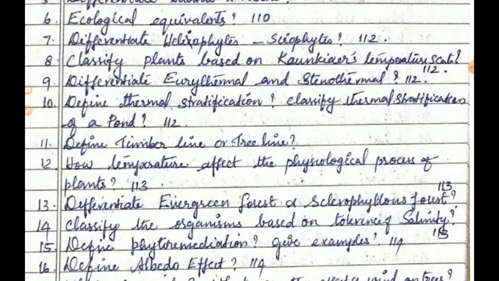Differentiate eurythermal organism and stenothermal organism, page number 112, right side of the page. Eurythermal organisms can tolerate a wide range of temperature fluctuation. Example, Zostera, a marine angiosperm, and Artemisia tridentata. The next is stenothermal. Stenothermal organisms can tolerate only a small range of temperature variation. Example, mango and palm. Terrestrial angiosperms are examples for stenothermal organisms.